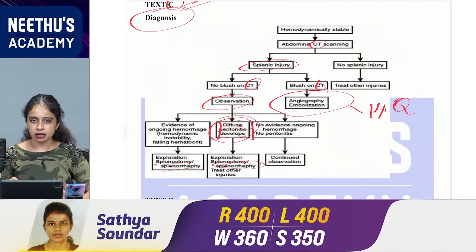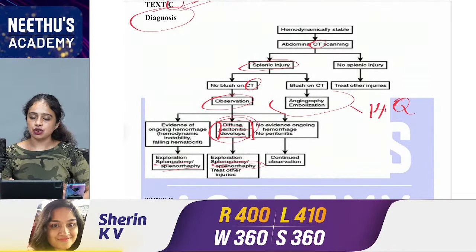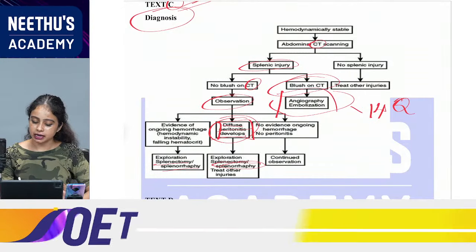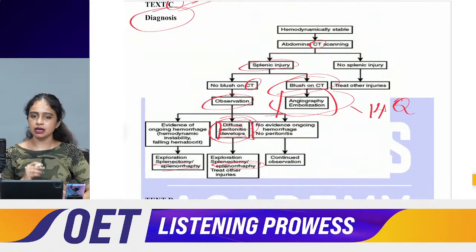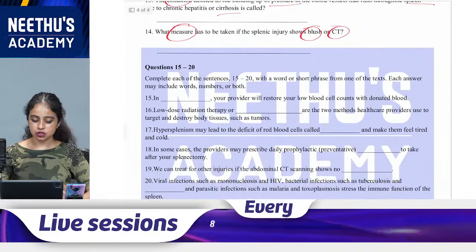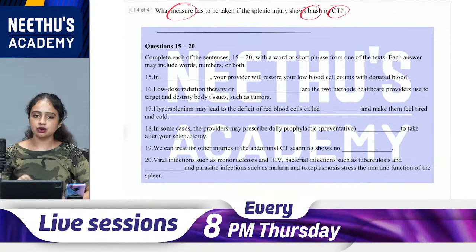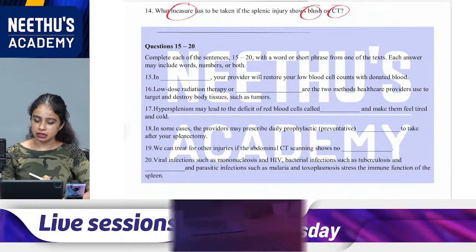So why is it angiography? See the keywords from the question: blush on CT. Those are my keywords. So I got the answer from text C, and my answer is angiography embolization. And the next one, so it's over the short answer questions. Now we are moving to the next one, that is 15th.